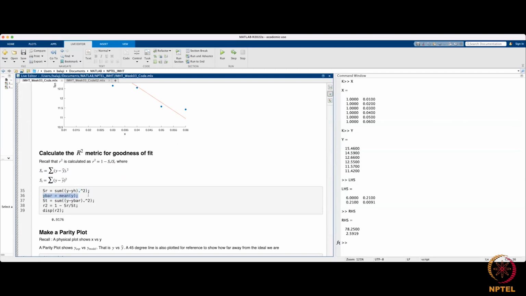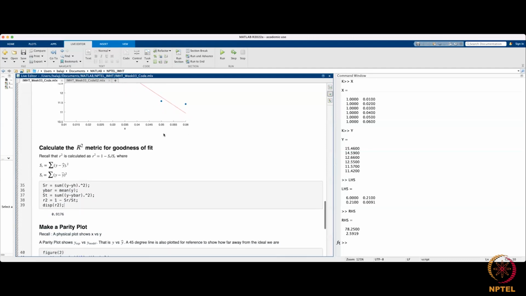Y bar is the mean value or the average value, and now you can easily calculate ST as the sum of y minus y bar the whole square, and R square is then 1 minus SR by ST. You can see this value here. We had calculated it. I might have said 0.9174. Again, that is due to round off. I might have been taking just 3-4 decimal places. Anyway, you know that this is around 0.917, and this is a pretty good fit. Okay, so R square is 0.917.